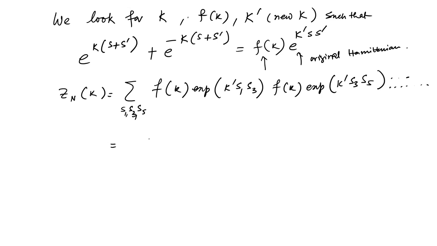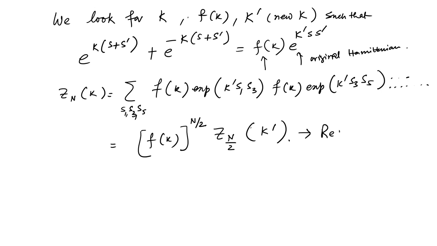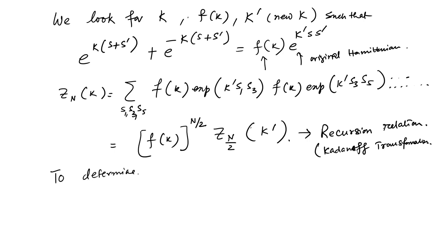Okay. So this can be written as F of k, which does not include any of the S's, and then we have Z of n by 2 with k prime. And this is called the recursion relation, or it's also called the Kadanoff transformation. Okay, so we have to determine F(k) and k prime.